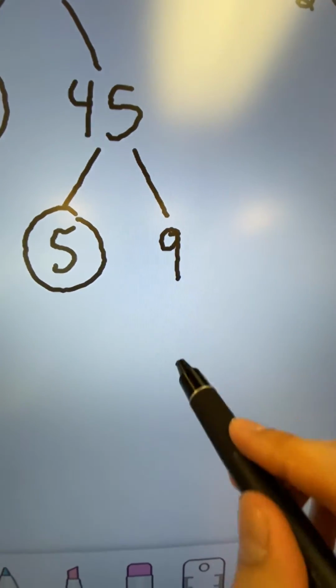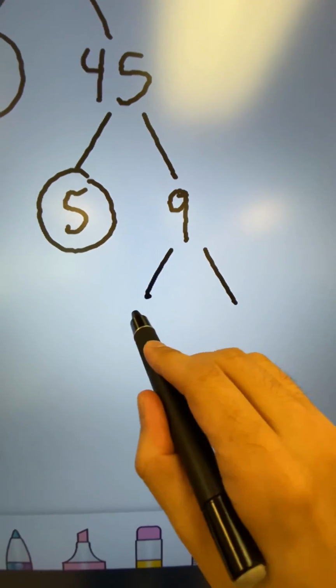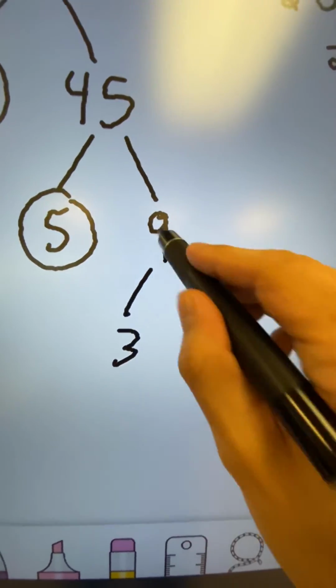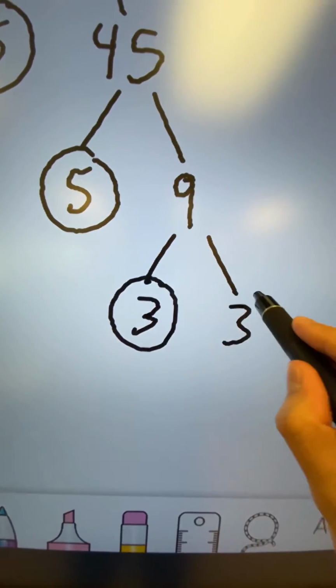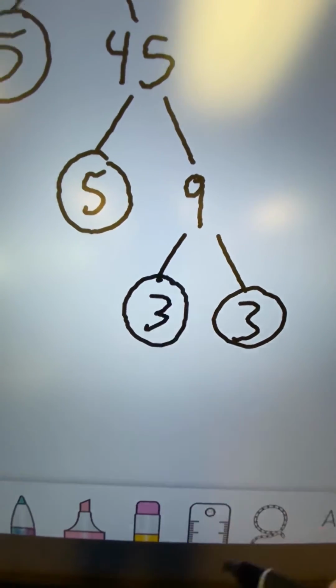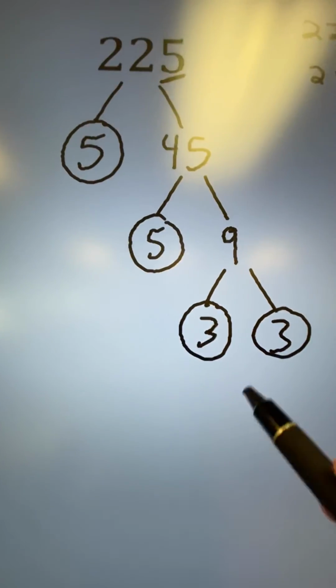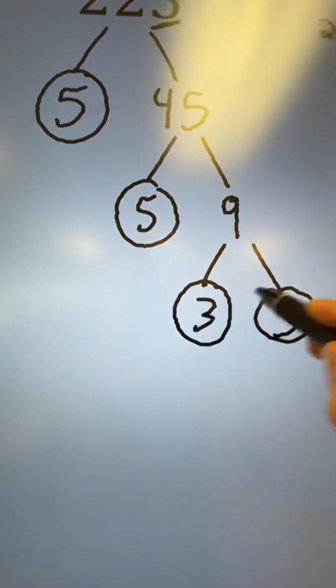And then 9, I could actually split it up to the factors of 3 and 3. 3 times 3 gives me back 9. And these are each prime because the only factors are 1 and 3. So you can see what I have circled here are my prime factorization.